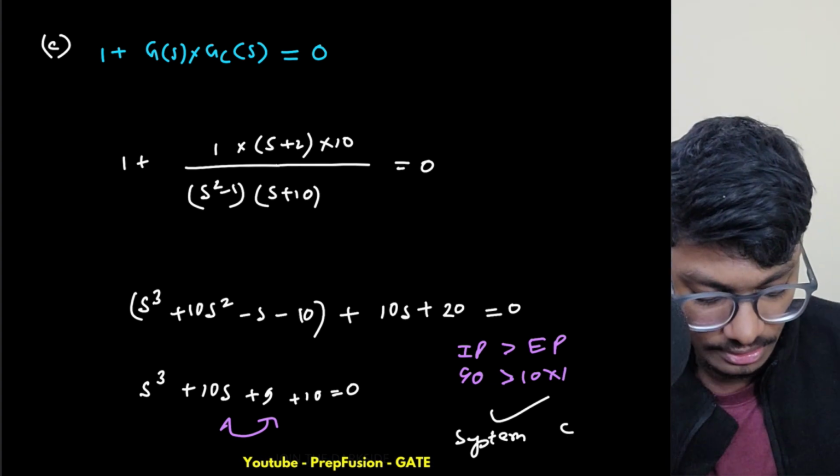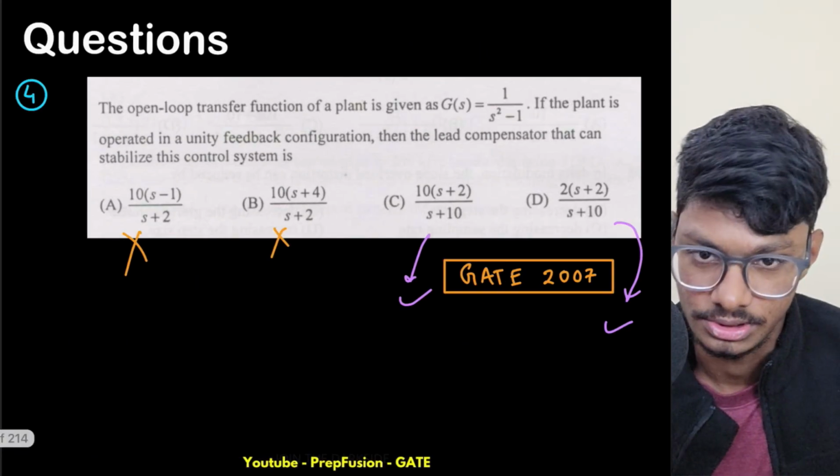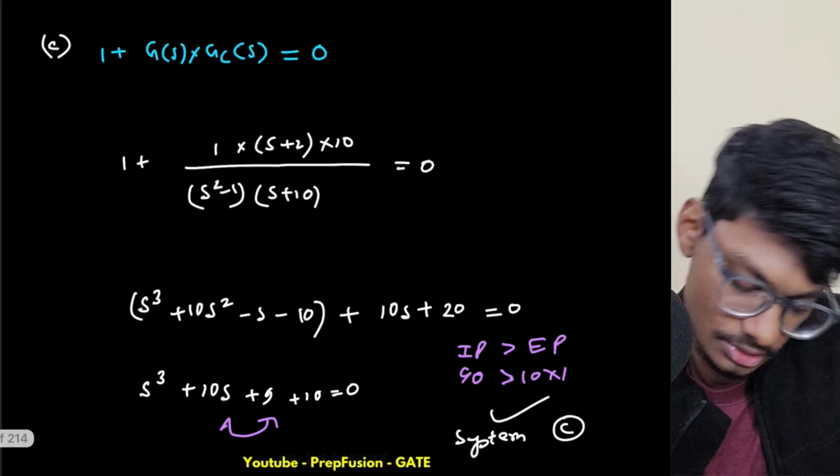But still let's check for option D. Let's check for this option D. So we check for option D, what will happen.